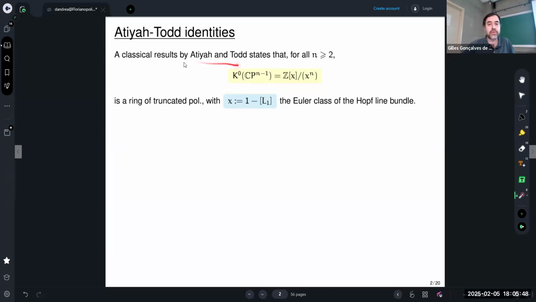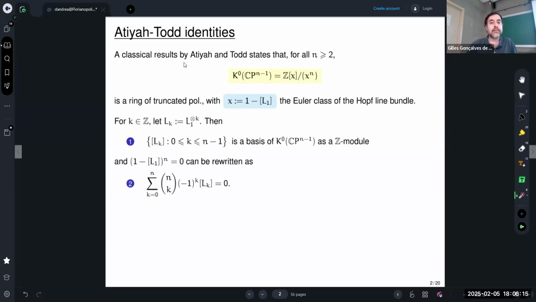This is something well known. It was computed by Atiyah and Todd. And this isomorphism between the K-theory and the ring of truncated polynomials is the one that sends the Euler class of some line bundle to X. So X, if you identify these two, is 1 minus the K-theory class of some line bundle. L1 is the dual of the tautological line bundle. One is the class of the trivial bundle. And this difference is what we call the Euler class for line bundles.